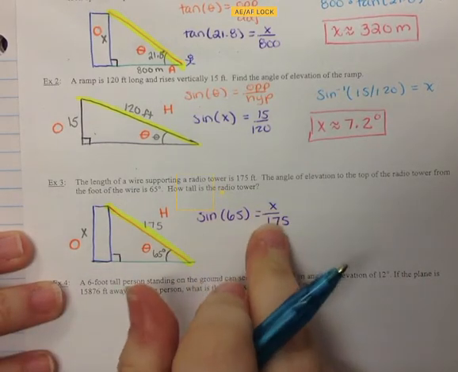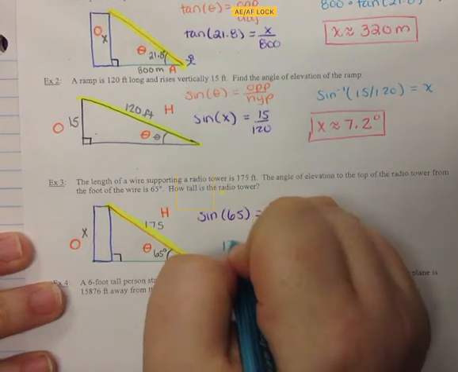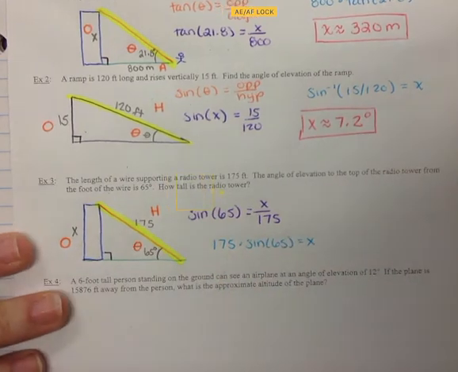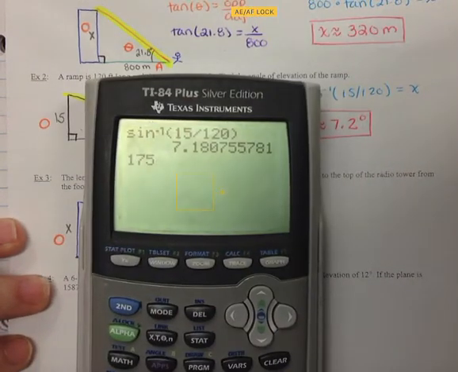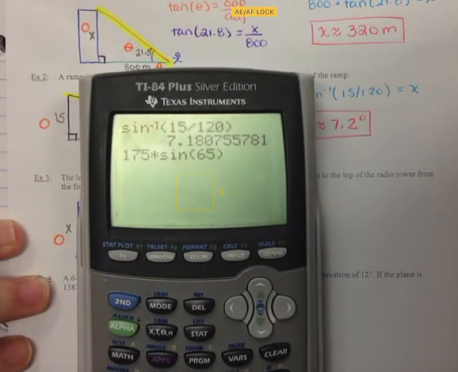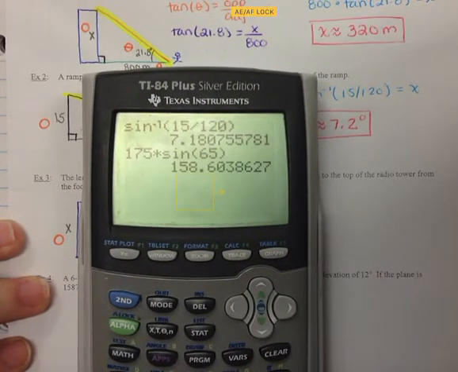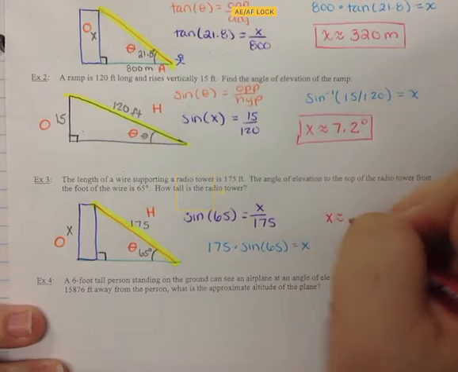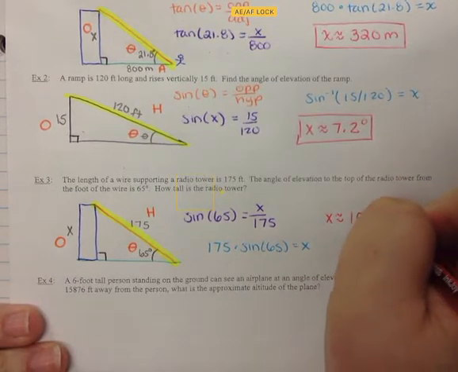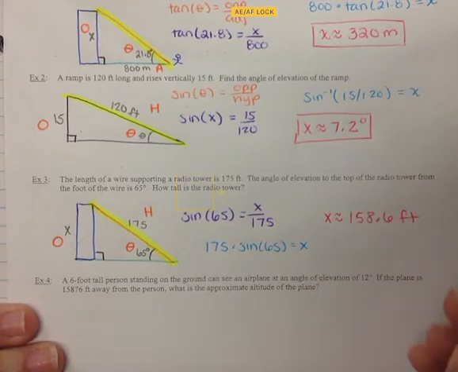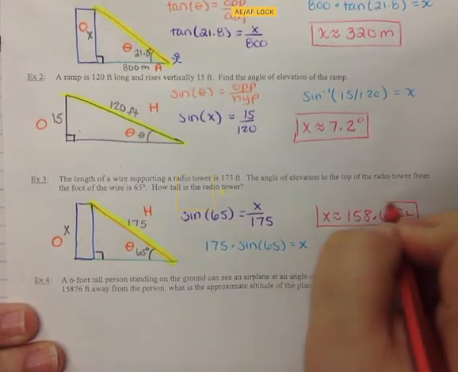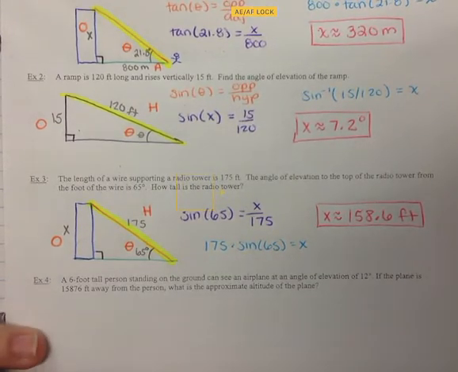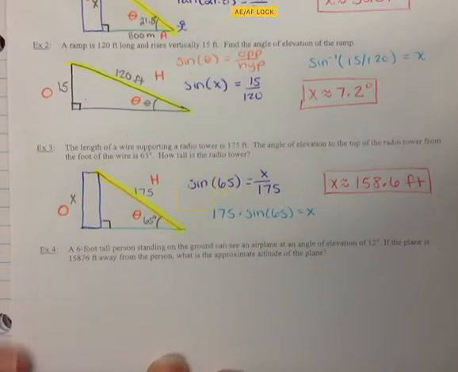We're given the denominator, so we're going to multiply. So 175 times sine of 65 is equal to x. 175 times sine of 65 degrees, close parentheses, is roughly 158.6 feet. So x is approximately 158.6 feet. That's how tall the radio tower is. It also makes sense because it doesn't want to be too tall, but you also can't have it so short that it won't get anywhere, because the radio tower is trying to broadcast.